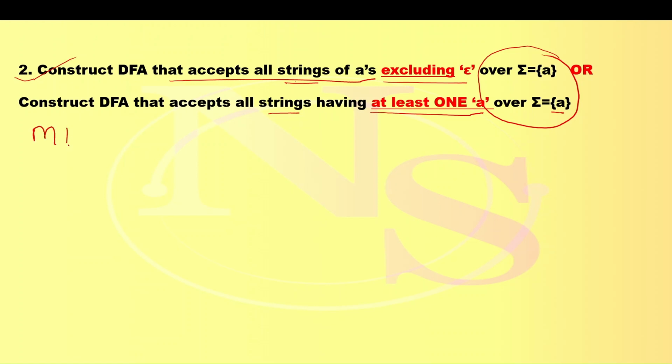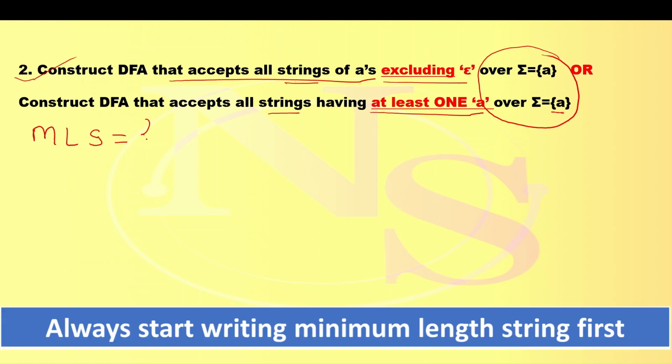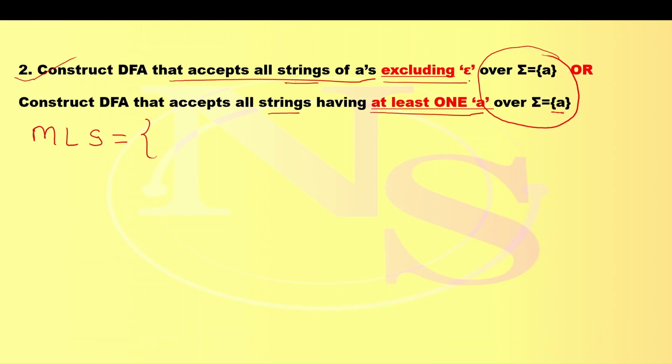Then try to write down the minimum length strings. As in the question itself it is mentioned that epsilon should not be there, we will not write any epsilon here. For all strings of A's, if epsilon is not there, then the minimum length string will be A. All strings, then double A is also allowed. Triple A will also be considered, and similarly 4 A's will also be considered.